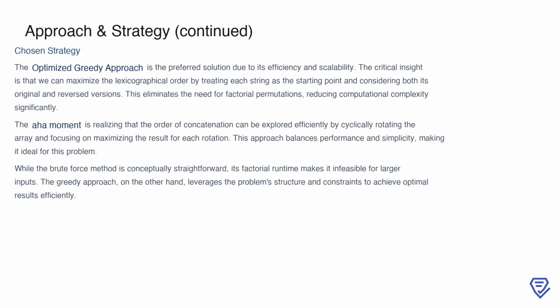Its efficiency lies in the realization that we can maximize lexicographical order by treating each string as a potential starting point and evaluating both its original and reversed forms. By avoiding the factorial growth of permutations and focusing instead on cyclically rotating the array, we drastically reduce computational overhead while still exploring all meaningful possibilities. This structured approach ensures that we achieve the optimal result efficiently.